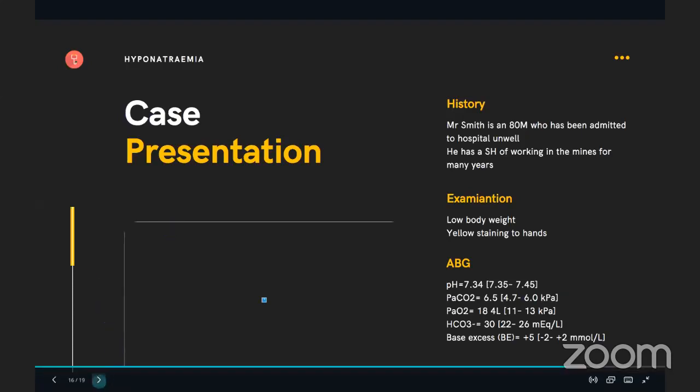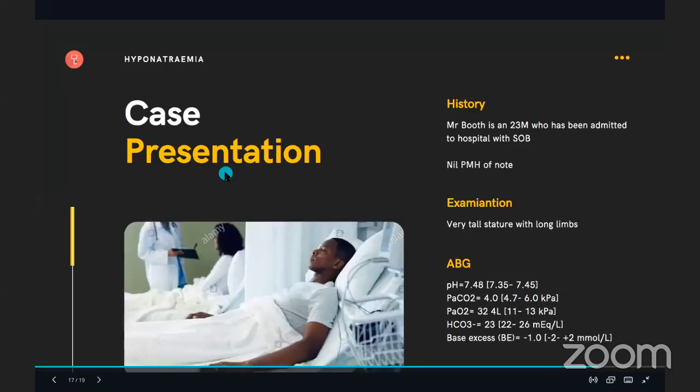Perfect. So we'll just move on to the last case. So the last case is a young gentleman who's again being admitted with shortness of breath. No past medical history of note, normally very fit and well. On examination, he's very tall in stature with long limbs. So his ABG is as follows.